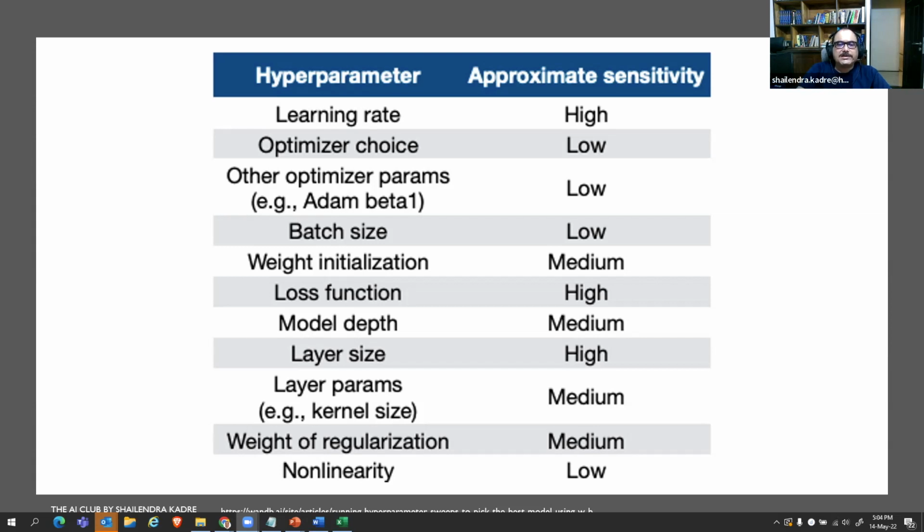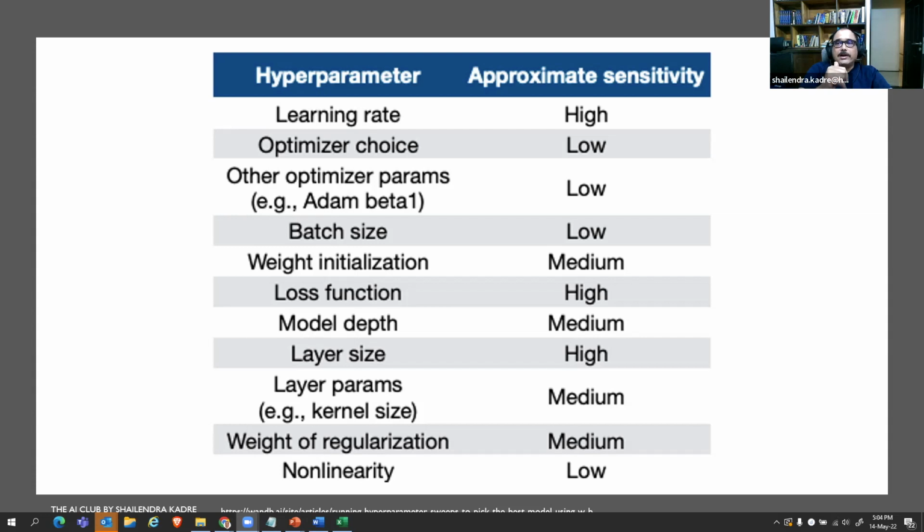Weight initialization: before starting the neural network, you randomly initialize weights, right? So weight initialization also has an effect on your final model. Its approximate sensitivity is medium. The loss function which you are using has a very high sensitivity.